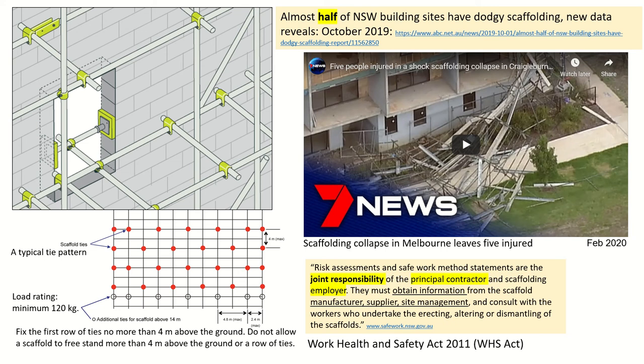There is another news item. I'm going to show you in this video what's happening in one of the temporary structures.